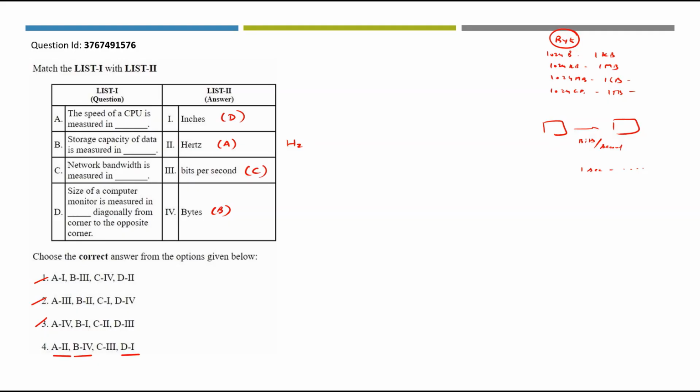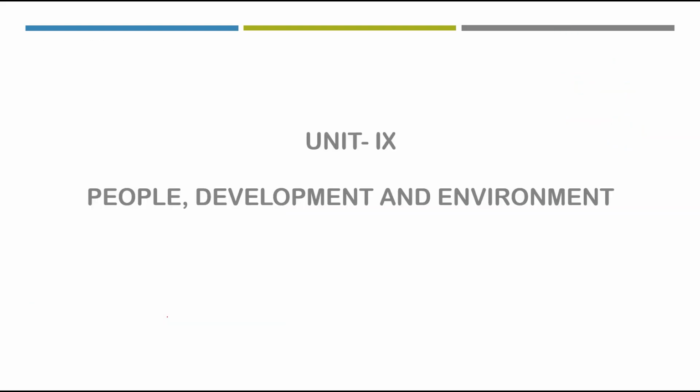C will be mapping to 3. Option number 4 will be the right answer. A2, B4, C3, D1. Let's move on to Unit 9, People, Development and Environment.